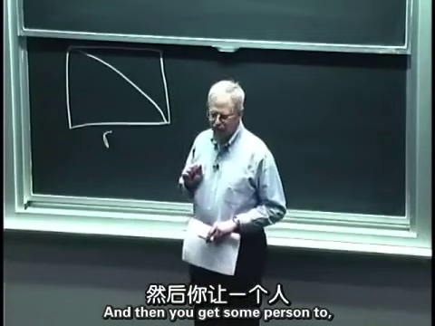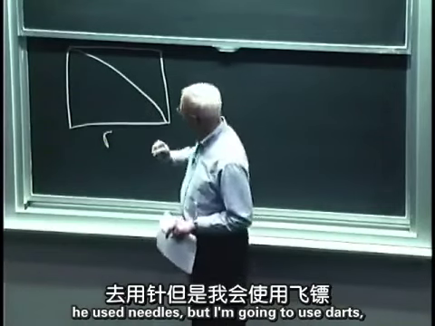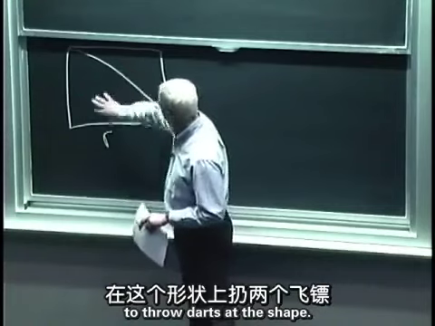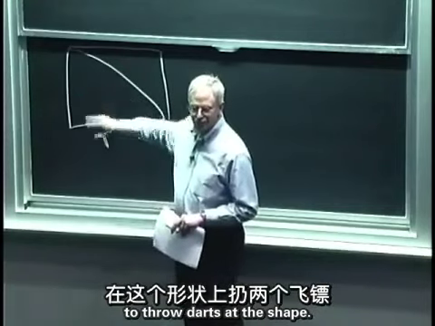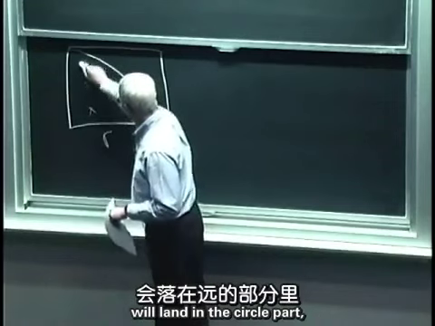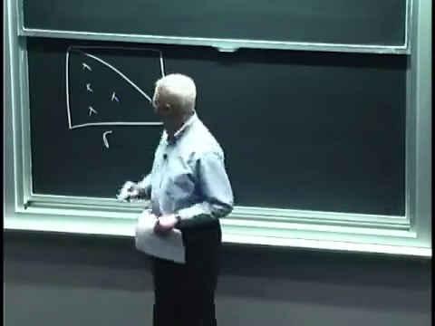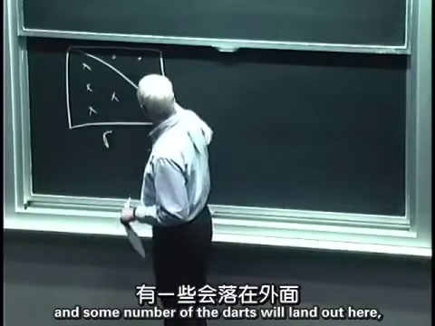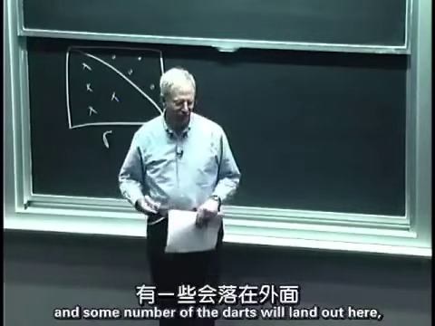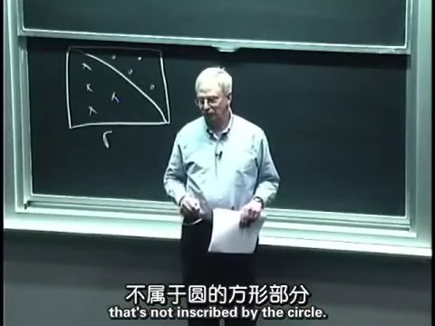And then you get some person to, he used needles, but I'm going to use darts, to throw darts at this shape. And some number of the darts will land in the circle part, and some number of the darts will land out here in the part of the square that's not inscribed by the circle.